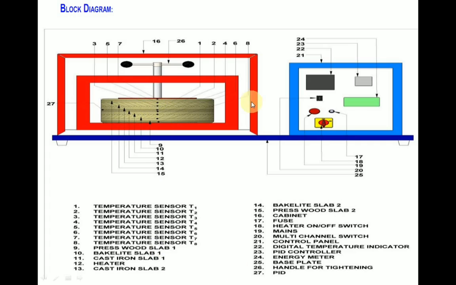Then this is our control panel. In the control panel we will be able to see the temperature of the interface over here. A button is provided here; if you press that button, we will be able to see the temperature over here. This is a screen. At the bottom of the screen there is a bulb which helps us to measure the power consumed by this heater.